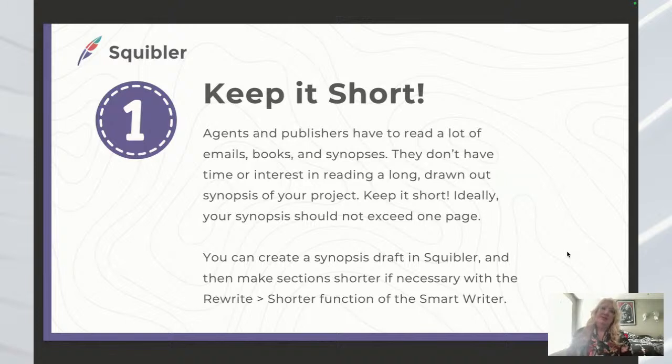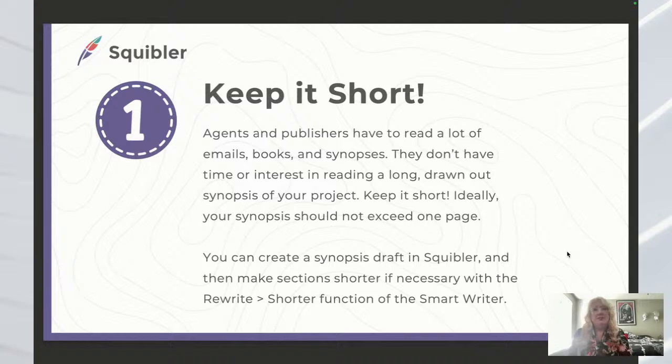So tip number one, you want to keep it short. You're not going to impress anybody by turning in a 15-page synopsis. Most agents and publishers, they have to read through a lot of emails, a lot of books, and a lot of synopses. They don't have time or interest in reading a long, drawn-out synopsis of your project, so you want to keep it short. Ideally, you shouldn't exceed more than one page so they can glance through it quickly, decide if you have a good story, and if they want to see your work.